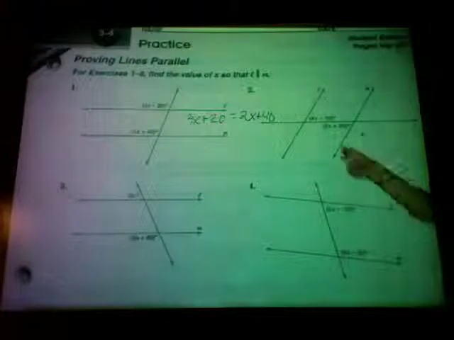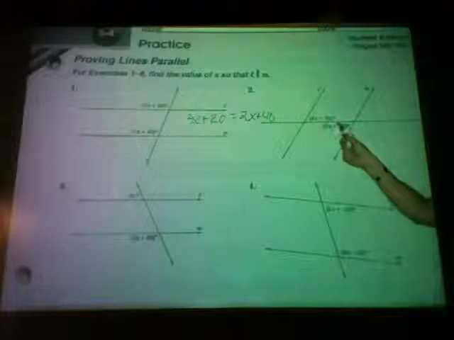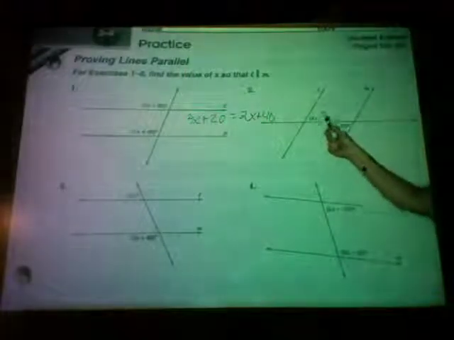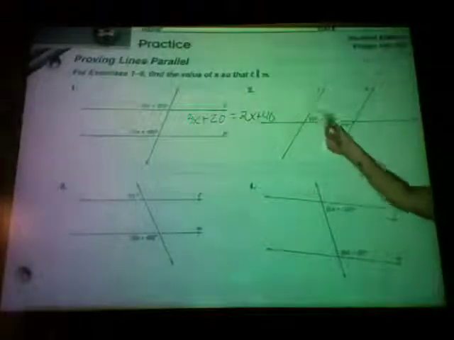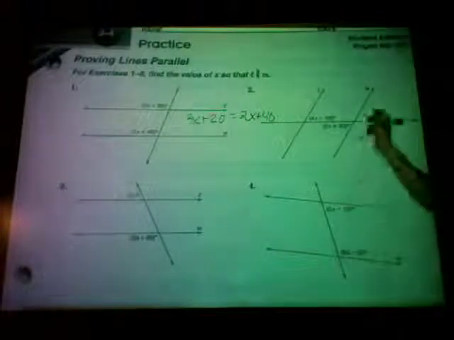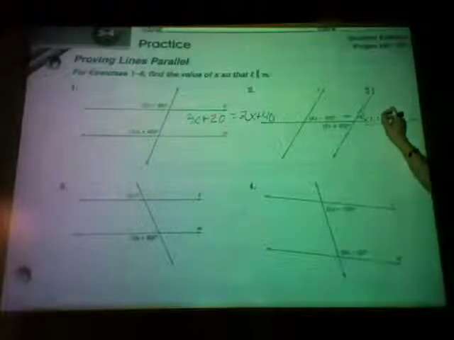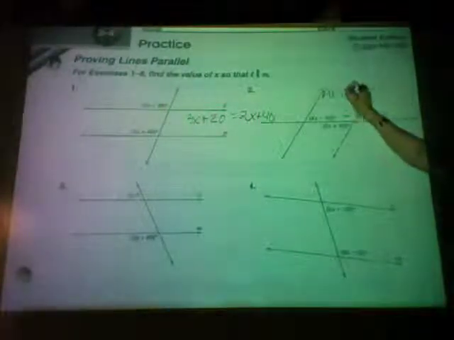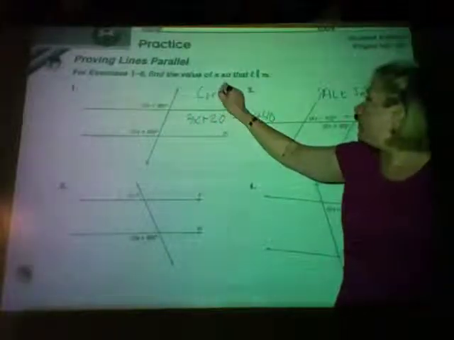Go to number 2. Look at these two angles. What's their relationship? Alternate interior. What do you know about alternate interior angles if these lines were parallel? Equal or supplementary? Alternate interior angles are equal, aren't they? Consecutive interior are supplementary. So we want to set these equal to each other. 4x minus 10 is equal to 2x plus 20. So remember, this was alternate interior. They would be equal. These were corresponding.